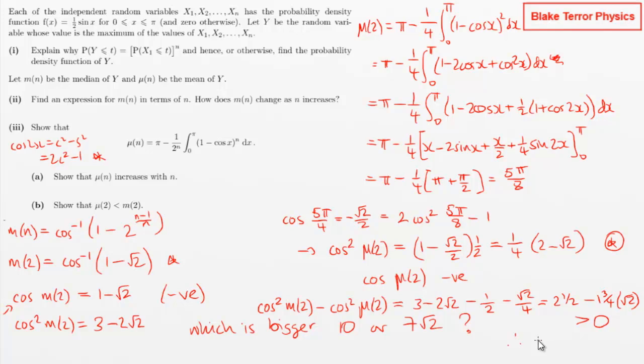Therefore, I'm saying that mu2 is less than m2. But I just need to prove that from this. So I'm saying that 10 is greater than 7 root 2. I want to do that because, which way round shall I put that? Well, if I do that, 7 over 10 is less than 1 over root 2, so root 2 over 2.